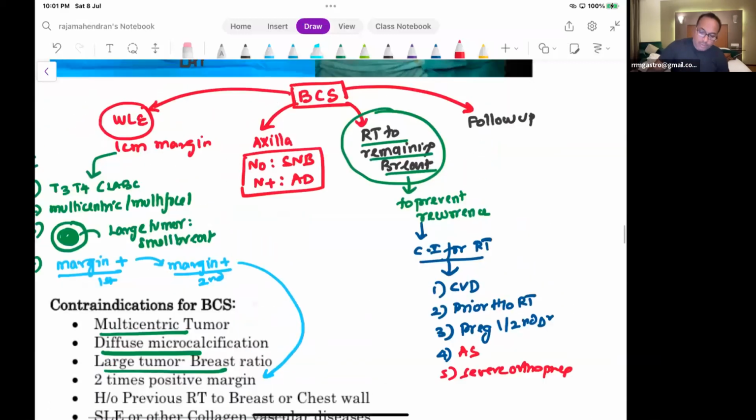முக்கியமான பாயிண்ட் வெளியில கொடுக்கல, பட் இந்தியன் கேசஸ்ல முக்கியமான பாயிண்ட் ஃபாலோ அப்ல, இஃப் பேஷண்ட் இஸ் சைக்கியாட்ரிக் பேஷண்ட் we cannot do breast conservative surgery, or uneducated illiterate patient we cannot do, because they won't come for proper follow up.